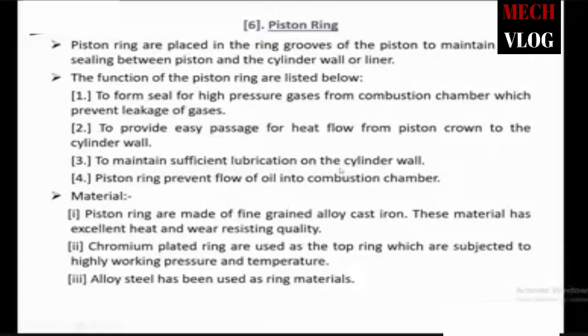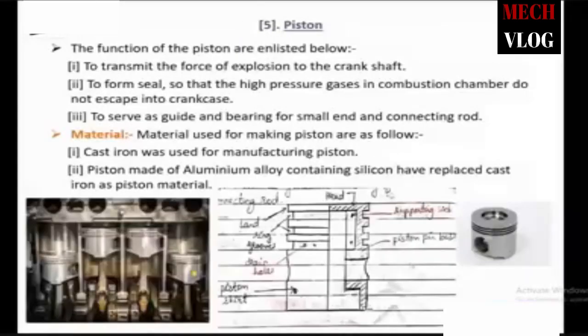The next one is piston ring. Any doubts? No, sir. Okay, good. The next one is piston ring. So what is the purpose of this piston ring? The piston rings are placed in the ring grooves of the piston to maintain good sealing between the piston and the cylinder walls or liners. So as you can see, this piston has three grooves.